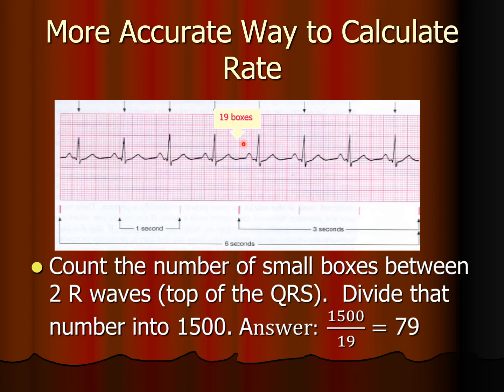All right. Again, in a regular rhythm, we're also looking at the monitor, which would conveniently be reading 79 beats per minute. All right. But that's how we calculate rate. So remember, 5 big boxes equals 1 second. If we have a 6-second strip and it's regular, you just count the QRSs and multiply by 10. All right.